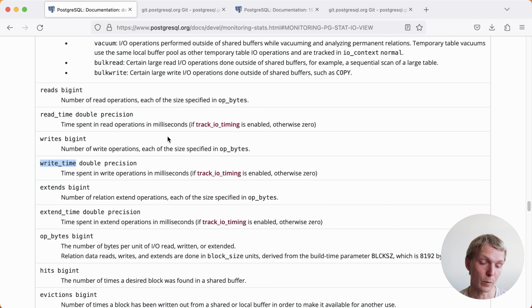I look forward to using it on production databases, and we'll see what else future Postgres releases bring to this new view. Thank you so much for listening.